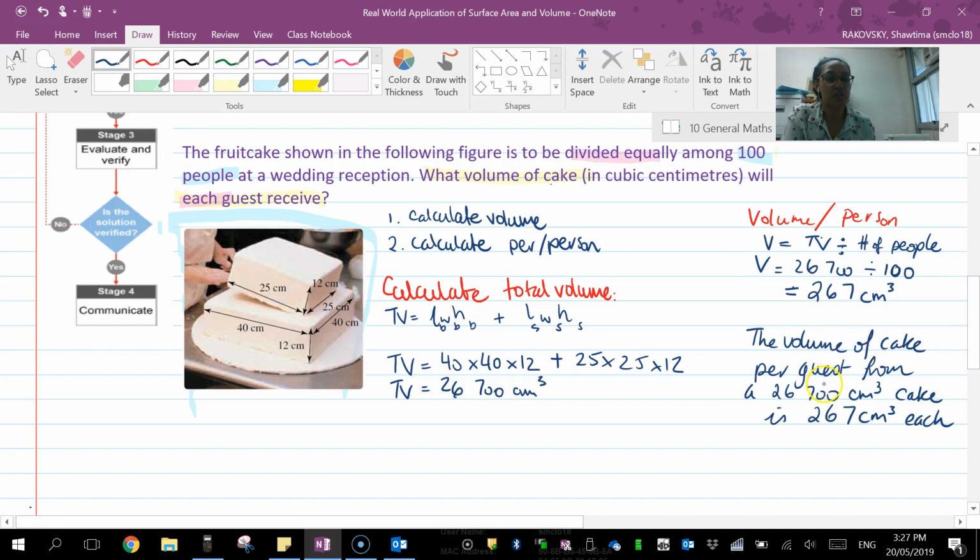So have I answered the question? Yes, I've got the volume per person in cubic centimeters, and it's the larger cake. So that's that one there.